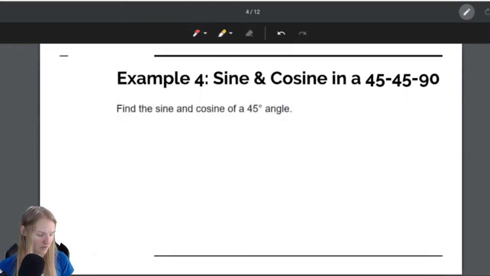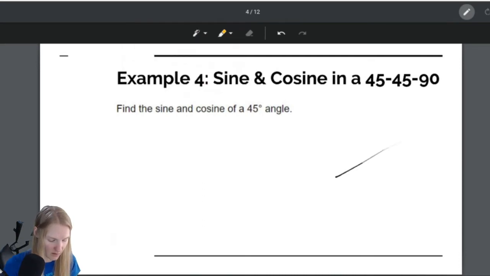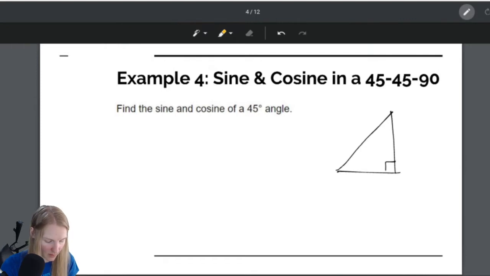Example 4 says to find the sine and cosine of a 45-degree angle. Well, I know that a 45-degree angle is in a 45, 45, 90 triangle. Those legs have to be the same length. We can make this whatever number we want. It doesn't matter, same thing as what we did with tangent on Friday.